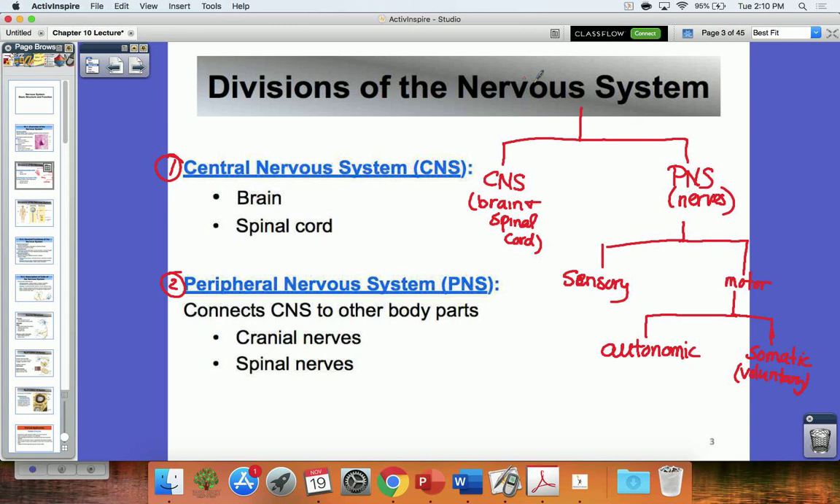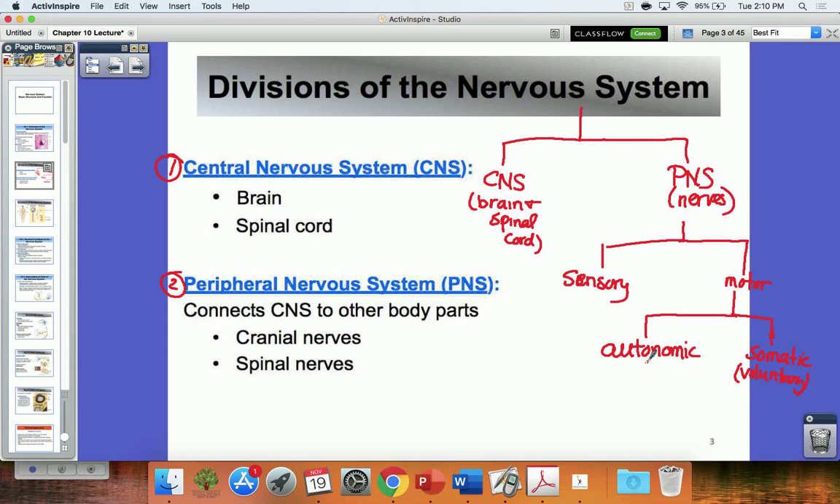But just know that we have several divisions of the nervous system itself, the CNS and PNS. This is the central nervous system, which is the brain and spinal cord. We also have the PNS, which are the nerves that stem from the brain and the spinal cord. And then from the PNS, there are those that carry information to the CNS, and those that carry information away from the CNS. These are a motor division. And so the motor division can then be subdivided into two, the autonomic and somatic nervous system.